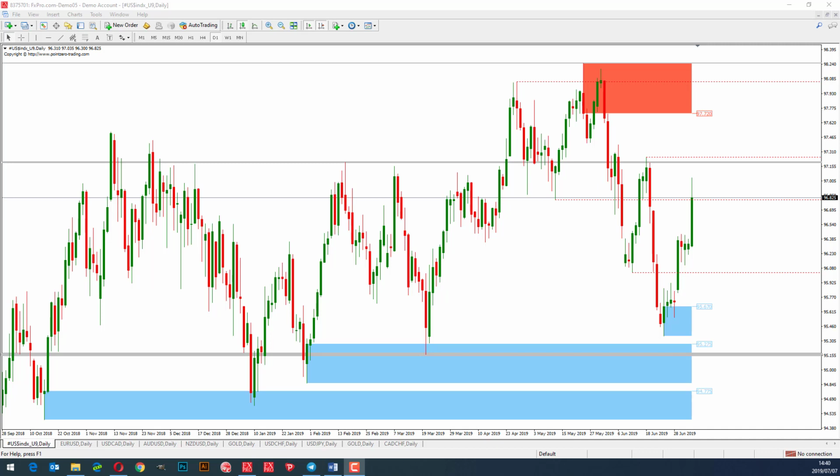Kindly take note that when I highlight a trading area on the daily chart, you as a trader should look at these specific zones on lower time frames for your entries.